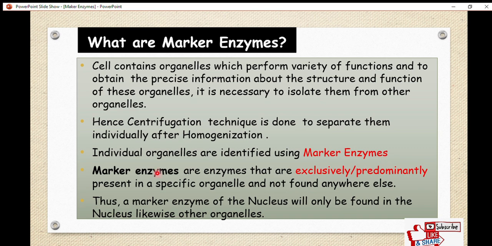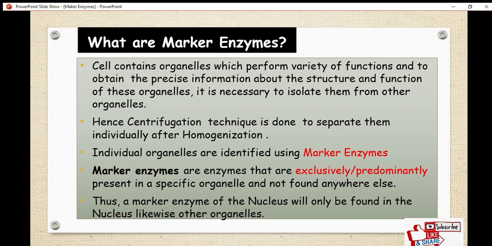So what are marker enzymes really? Marker enzymes are enzymes that are exclusively and predominantly present in a specific organelle. When we take the nucleus, the marker enzyme for the nucleus is specific, exclusive, and predominant in that nucleus, and it cannot be found anywhere else in the cell. Likewise for other organelles. When we take the cytosol, lactate dehydrogenase is specific for the cytosol. When we take the chloroplast, ribulose bisphosphate carboxylase is specific for the chloroplast. That's how marker enzymes are and what they can be used for.